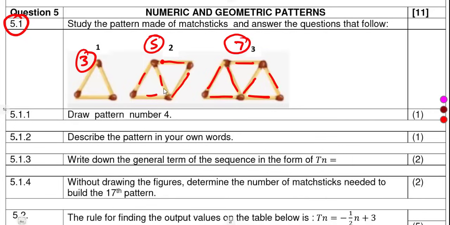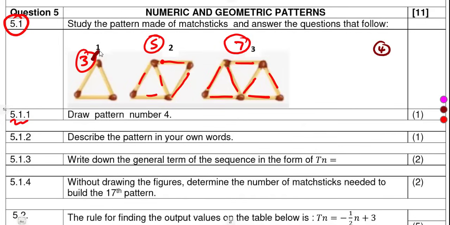All right. So the question was 5.1.1, draw pattern number 4. We're supposed to draw how it was supposed to be. So as we can see, guys, pattern number 1, there were 3 matchsticks. Pattern number 2, there are 5. Pattern number 3, there are 7. As you can see, there's a difference of 2, from this one 2, from this one 2. There's a difference of 2. So we are simply adding 2 sticks here.